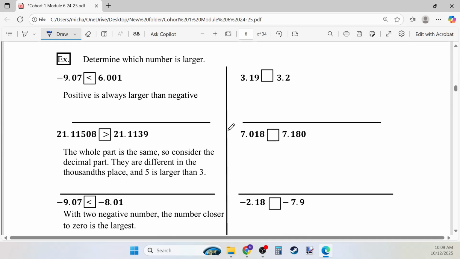Decimals are really nice for comparing which numbers are larger and which numbers are smaller. So we're just going to go like a dictionary. We line up the dots and we say, well, which comes first, 3 or 3? If they're the same, we go to the next digit. Which comes next, 2 or 1? Well, 1 is smaller than 2, so we go like that.